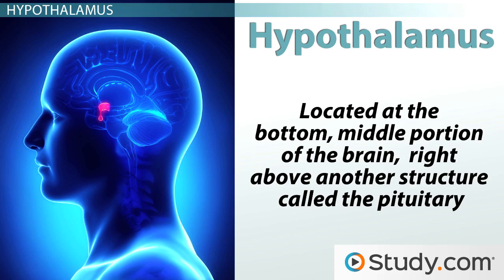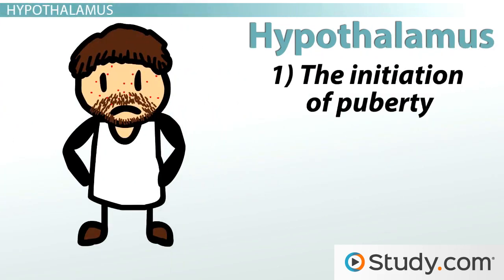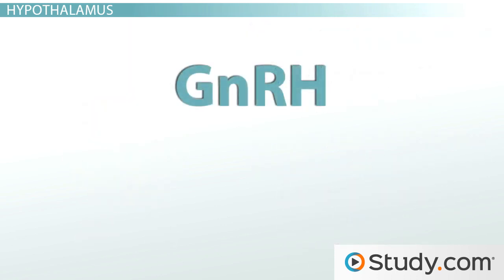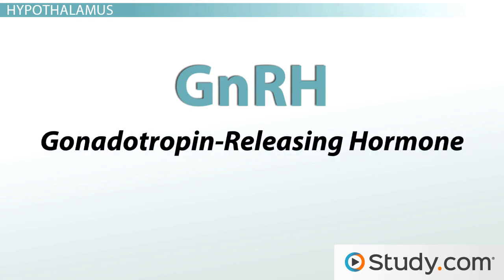These functions include 1. The initiation of puberty, and 2. The regulation of hormones involved in male sexual behaviors and reproduction. Both of these involve key hormones within the hypothalamus. We're going to focus on one of these hormones called GnRH. GnRH is actually short for the full name of the hormone, which is gonadotropin-releasing hormone. Now, while you need to know the full name of the hormone to help you understand its function, to simplify things, we're just going to call it GnRH.